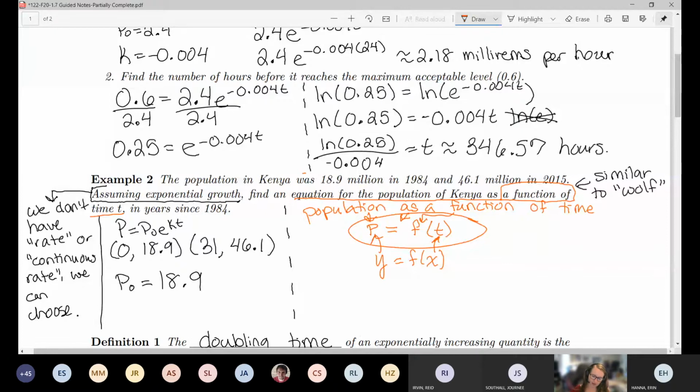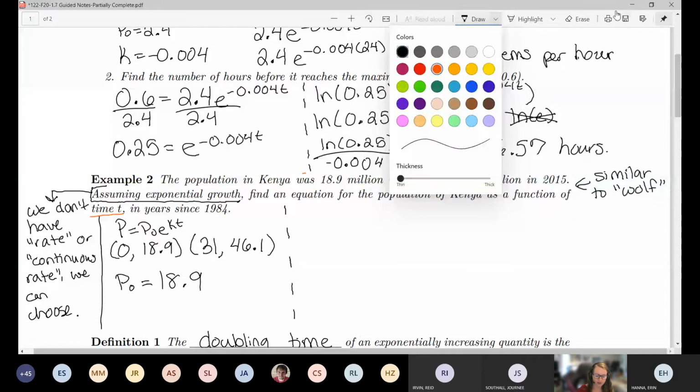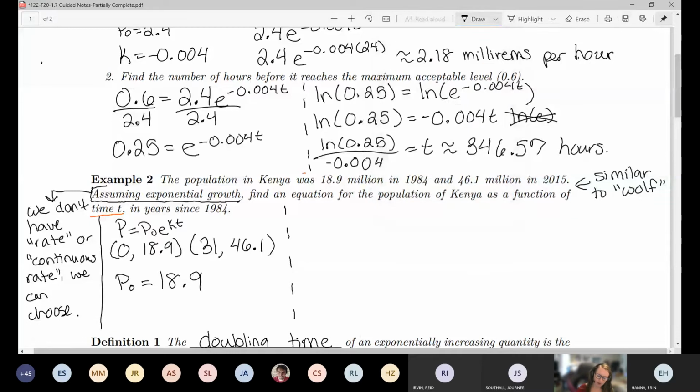Okay, so now what we have to do is we essentially need to solve for k. We know what P0 is, and the other thing we don't know is the k value. So what we did with the wolf example and what we're going to do here as well is whenever you have 2 points and you want to find the equation, the way that always works, again, there's sometimes a shortcut, but I'm not going to use it. The way that always works is you're going to write both of the points in this form.